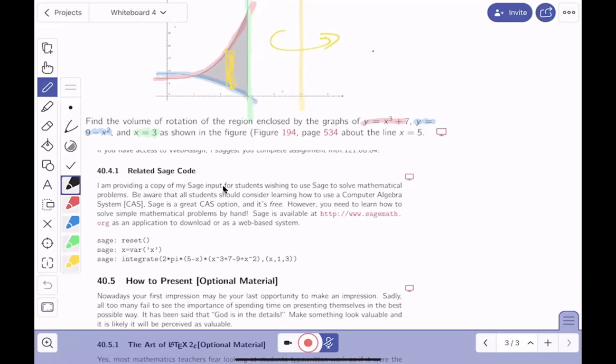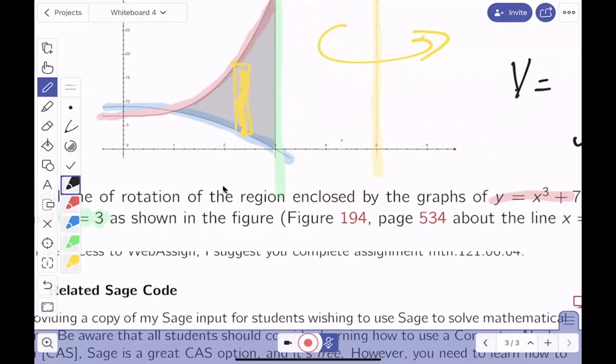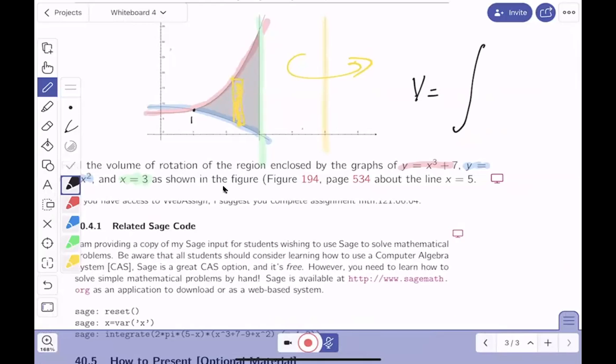So I'm going to say V equals, well, let's write this down. My x's are moving from, well, maybe I should put those points of intersection down for you. And it looks pretty obvious over here. This looks like 1. Let's see if that's true, though. Is that 1? Well, the first equation, x cubed plus 7, if that's 1, that would give me 8. And the other one's 9 minus 1. Well, that's 8 too. Well, that's pretty reasonable. Picture's good. So I'm going to go from 1 up to that green line, which is 3.